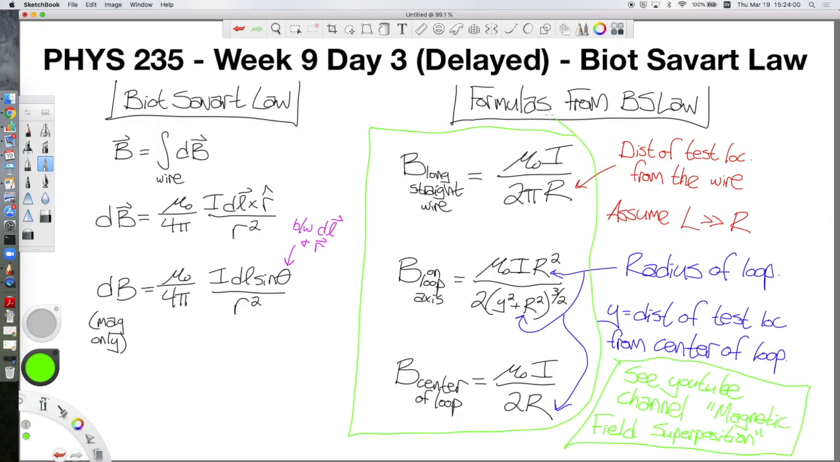The other thing you should be able to do is to set up a Biot-Savart integral in a simple situation where the symmetry of the situation is very nice. So, that is everything.